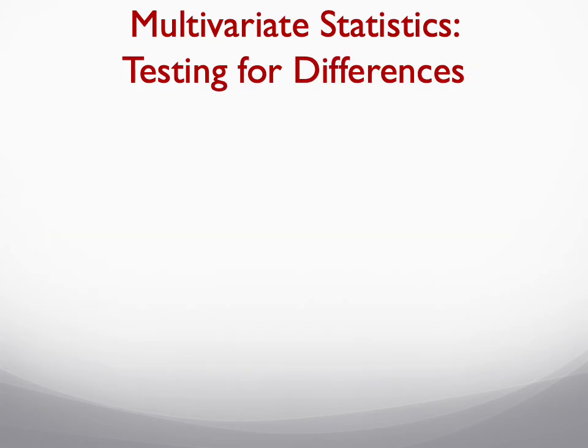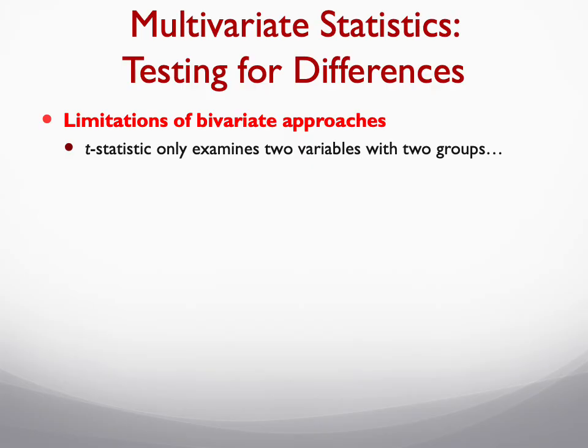We'll pivot now to looking at testing for differences. So if you'll recall from our previous lecture about bivariate analyses, when we were looking for the differences between variables, we were using what was called a t-statistic. The main limitation here being that the t-statistic can only look at 2 groups at a time. So 2 variables with 2 groups. I'm looking at a categorical independent variable, a continuous dependent variable, and I can only compare 2 groups at a time. But in practice, we may often have more than 2 groups that we're interested in comparing.